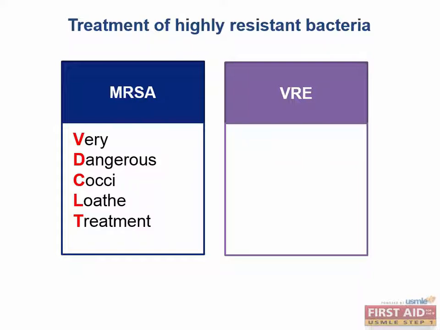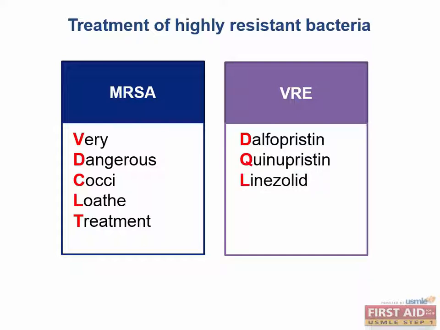Vancomycin-resistant enterococci, or VRE, is a type of group D streptococci that is treated with the streptogramins dalfopristin and quinupristin, as well as linezolid. A way to remember this is that VRE don't quite like vanco.